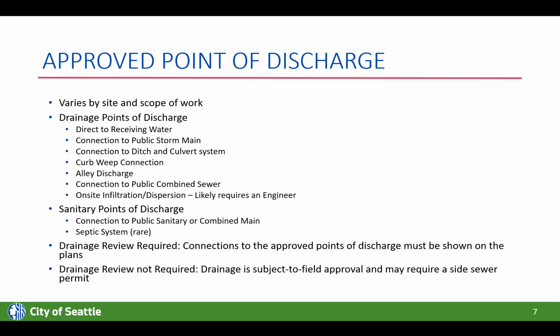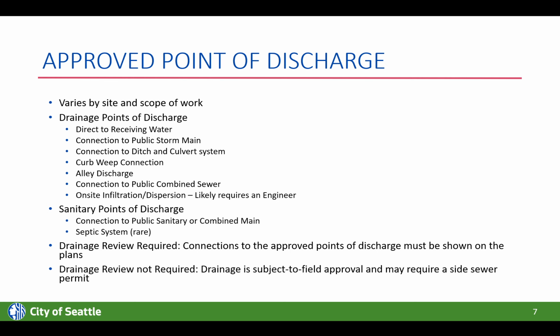So the approved point of discharge varies by site and scope of work. If you remember the map of the city, there are many different types of drainage systems within the city, and it varies depending on where you're located and also how much new plus replaced hard surface you are proposing for your project. There's various points of discharge for drainage, and this is listed in order of priority: if the first one is available, then that is the approved point of discharge, and then it goes down the list for the most part.